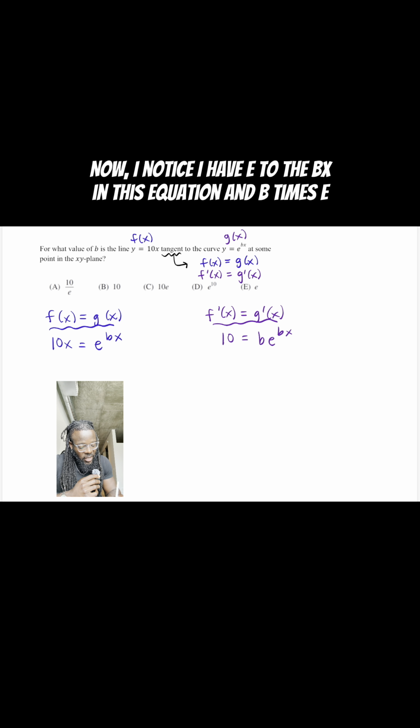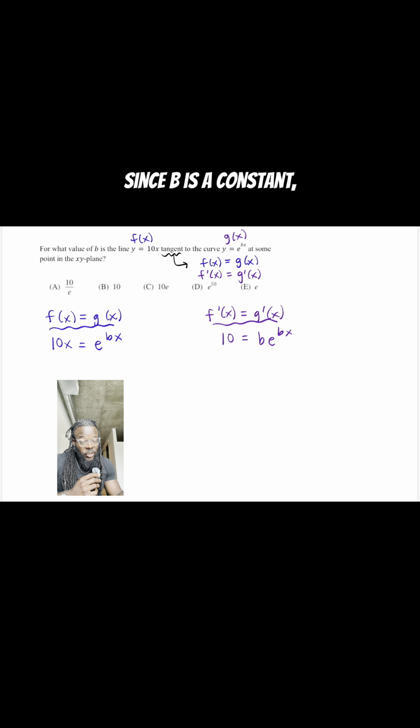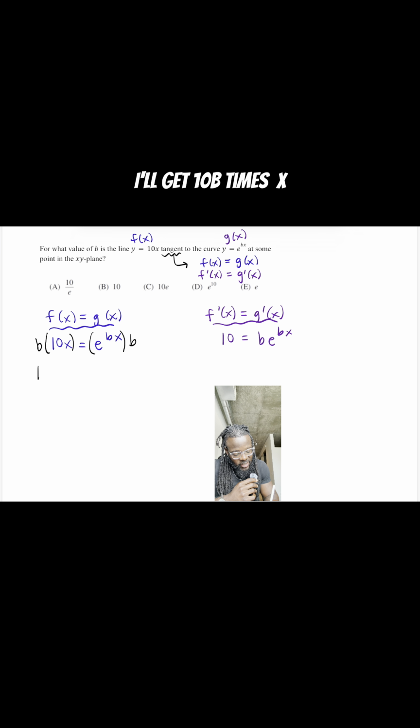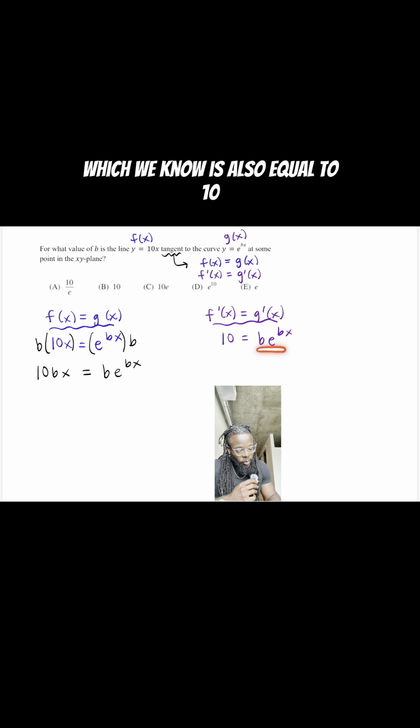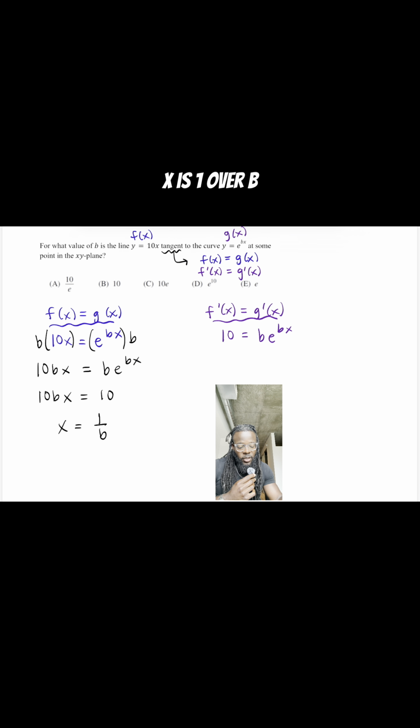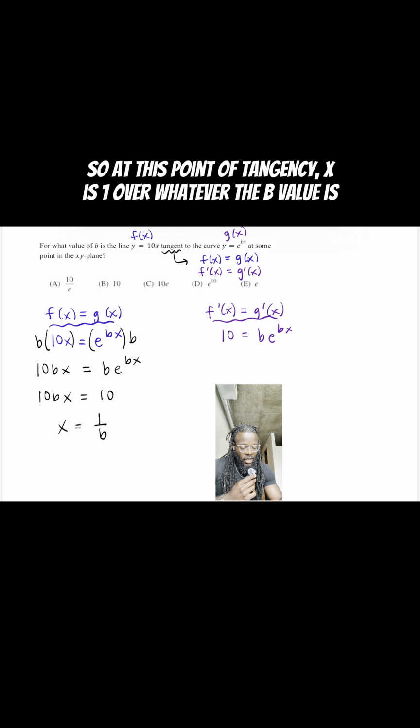Now I notice I have an e to the bx in this equation and b times e to the bx in this equation. Since b is a constant, if I multiply both sides of this equation here by b, I'll get 10b times x equals b times e to the bx, which we know is also equal to 10. So I can take this and plug the 10 in for b times e to the bx in this equation. x is 1 over b. So at this point of tangency, x is 1 over whatever the b value is.